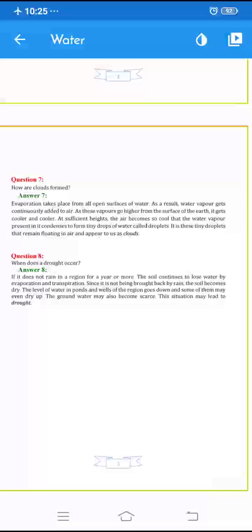As these vapors go higher from the surface of the earth, it gets cooler and cooler. After reaching a sufficient height, the air becomes so cool that the water vapor present in it condenses to form tiny droplets of water. Tiny drops of water are called droplets.